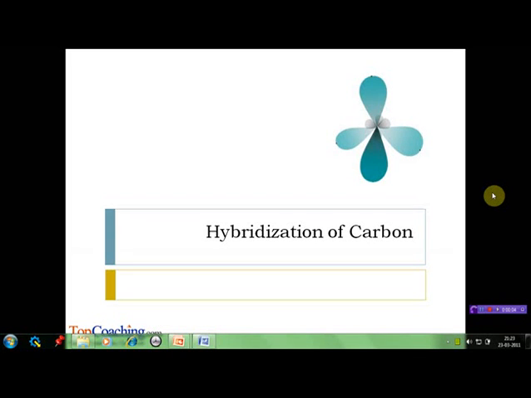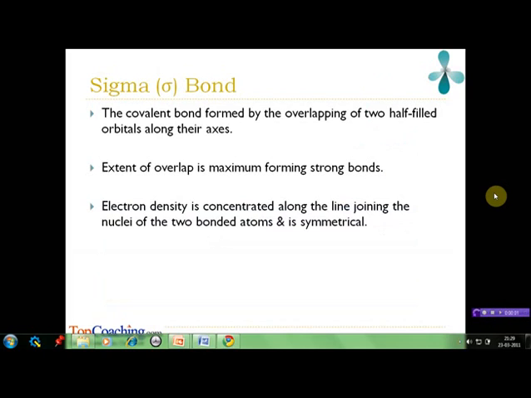Hello students, welcome to the next session of organic chemistry, that is hybridization of carbon. Now before we get into the details of hybridization, let's get familiar with two terms first, that is the sigma bond and pi bond. These are the types of covalent bond based on the linear combination of atomic orbitals theory.